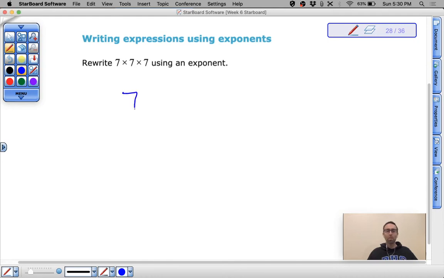I'm going to start off with that first number they give me over and over and over, and I'm going to write that down. And then I'm going to count how many times that number was used. That number was used 1, 2, 3 times, so I'm going to put a 3 up on the top. And what this means is I'm going to take this number on the bottom, that's 7, and I'm going to multiply it by itself this many times. So that's 7 times 7 times 7, so that matches what we have right up there.